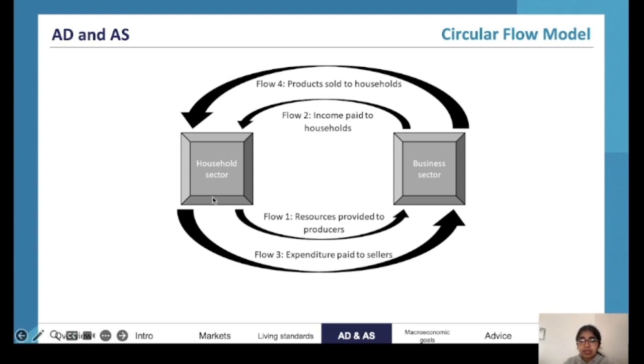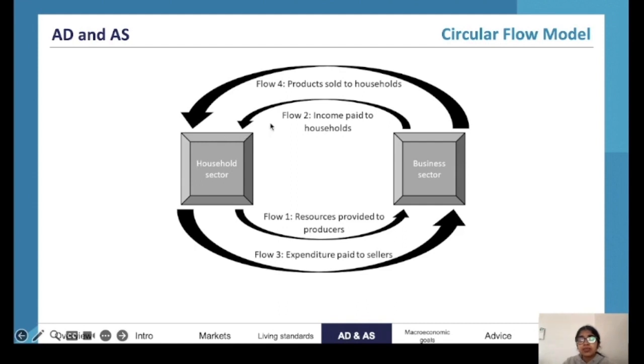There's the household sector and the business sector. The first flow tells us that there are resources that are given to producers. So producers get resources from household sectors, for example land, labor, and households can provide capital as well. In return for those, especially labor, there's income paid to households, for example wages, salaries, and so on.